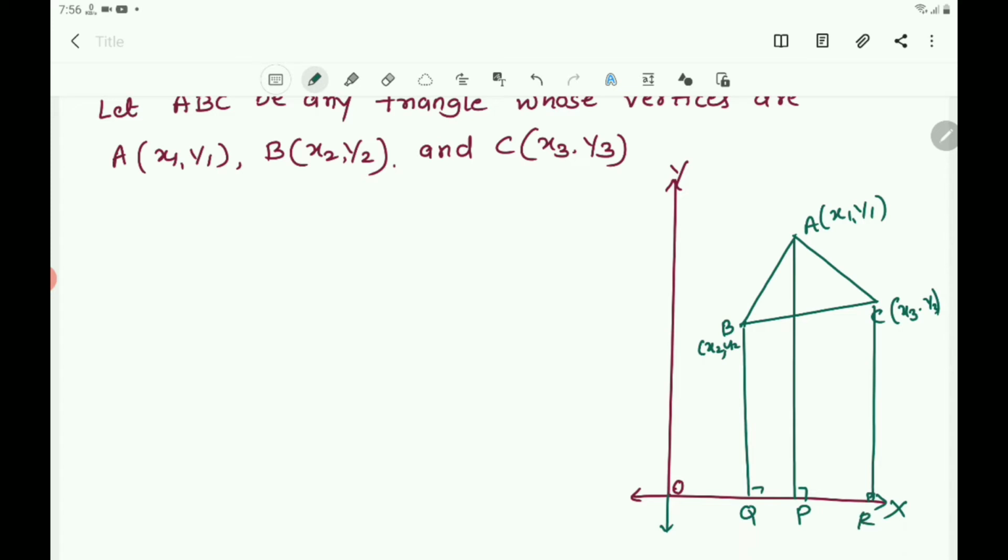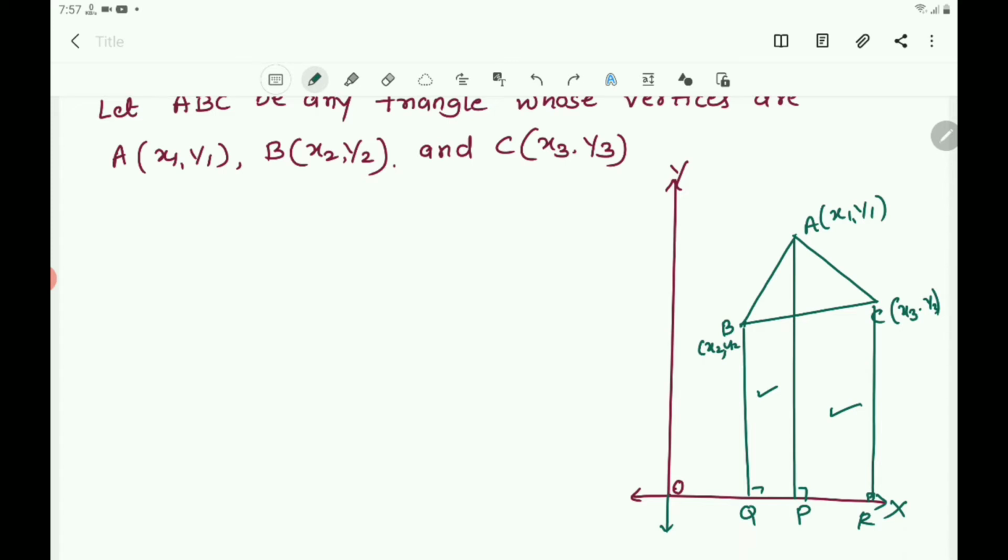Here you got three perpendiculars from the vertices of the triangle ABC. They are AP, BQ and CR respectively. Now here you got three trapeziums. They are ABQP, APRC and also BQRC, that is the big trapezium here. These are the three trapeziums you got.